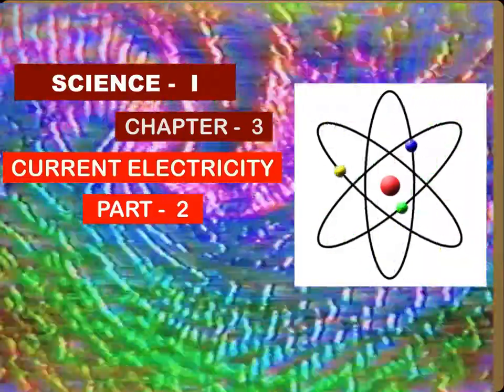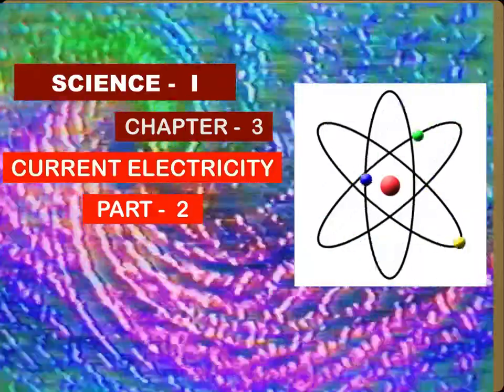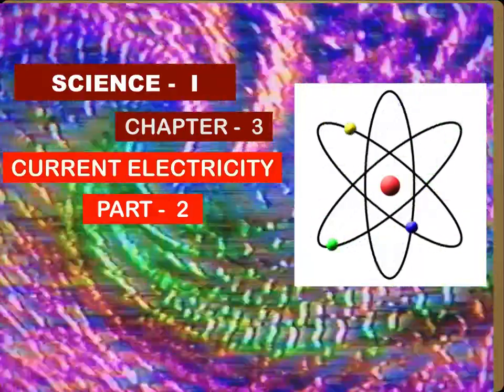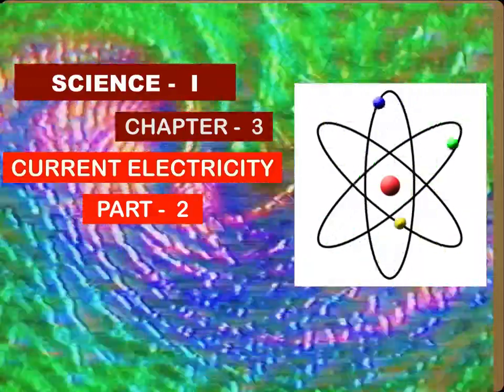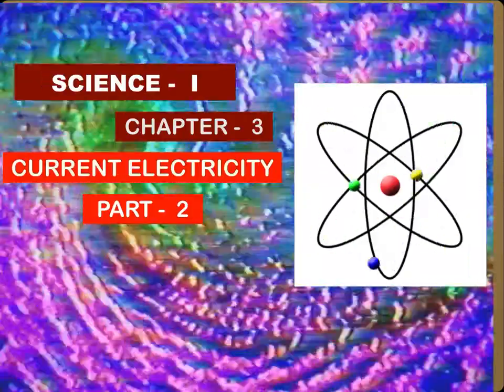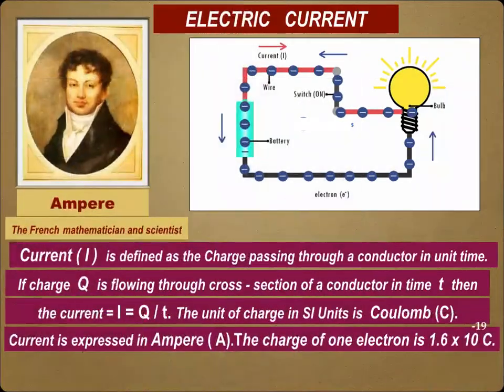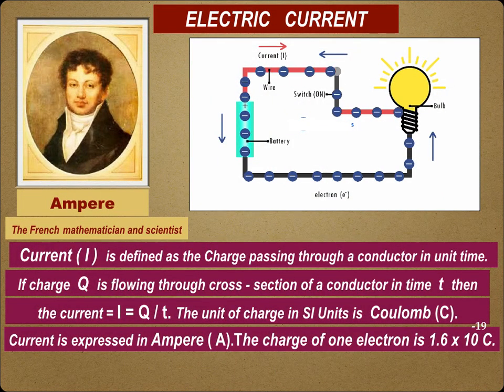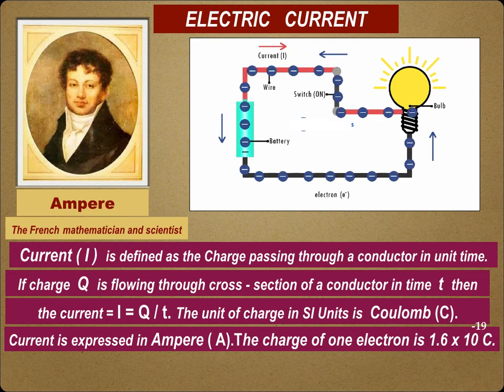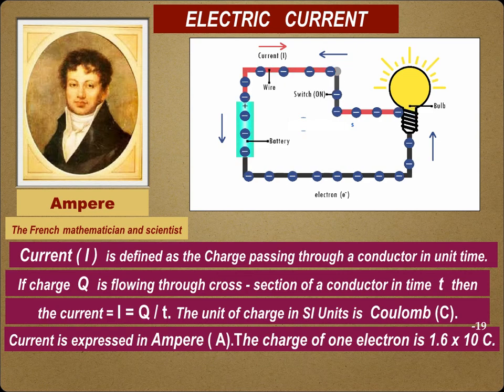Today we shall see Science 1, Chapter 3, Current Electricity, Part 2. In the first part, we had seen what are free electrons.